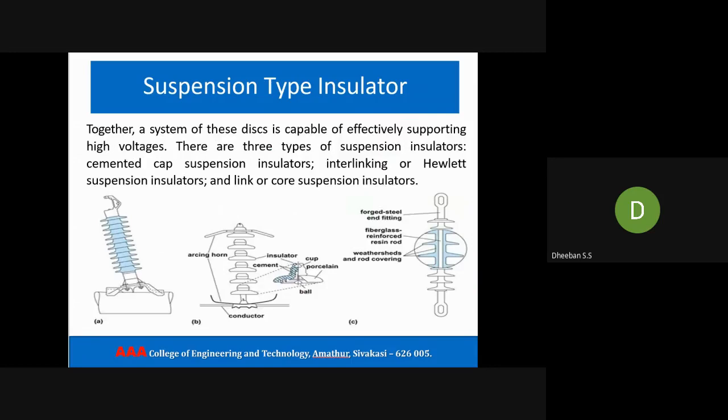So this is another diagram of your suspension type, mainly a cross-sectional diagram. As I said in the previous slide, they will be mainly used for high voltage support. There are three types of suspension insulators. One is the cement cap suspension insulator. Another is the interlinking or Hewlett suspension insulator. The final one is the link or core suspension insulator.